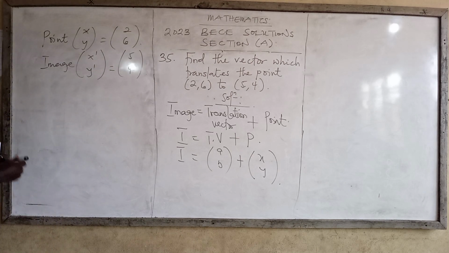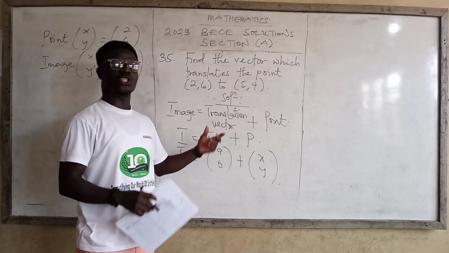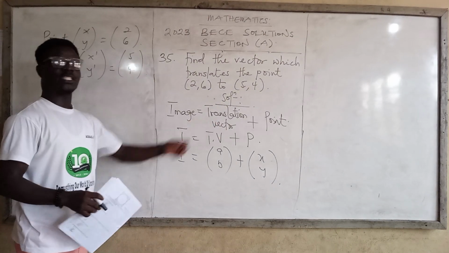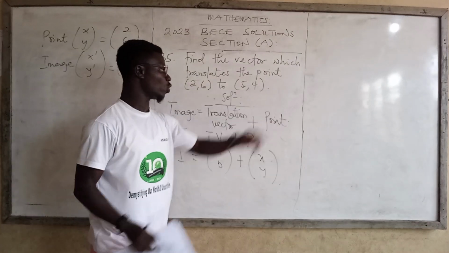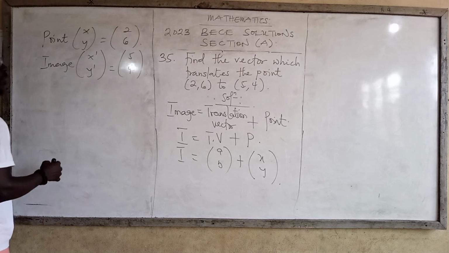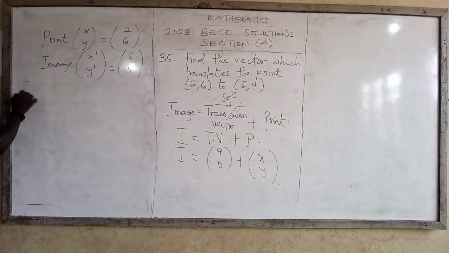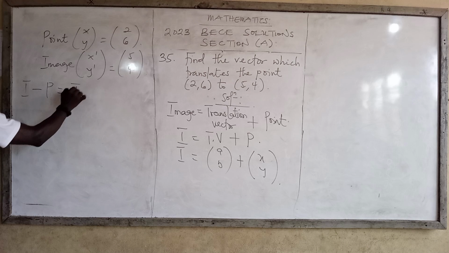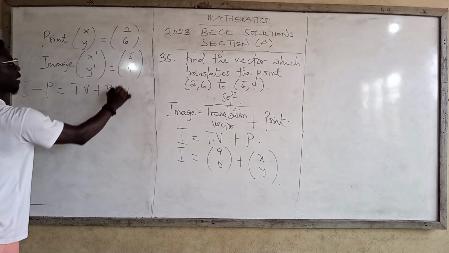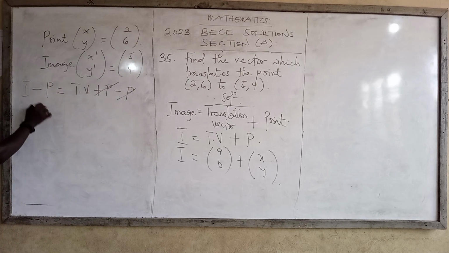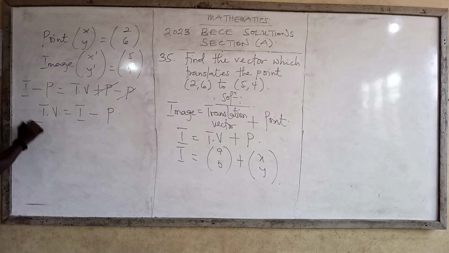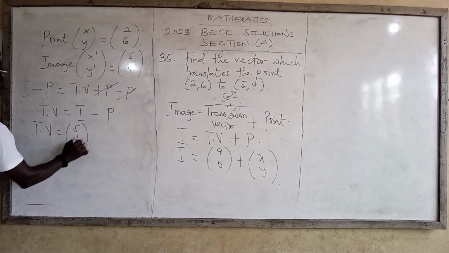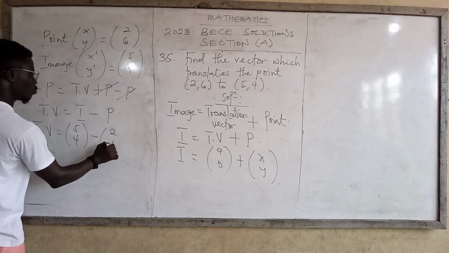So how best can we find the translation vector? We can do change of subject. So we make the translation vector the subject. We send this point to the left hand side, or we subtract both sides by what? The point, right? So I have image minus P equals TV plus P minus P, so that they cancel out. So I get TV being equal to I minus P. So TV being equal to I, which is (5, 4), minus P, which is (2, 6).